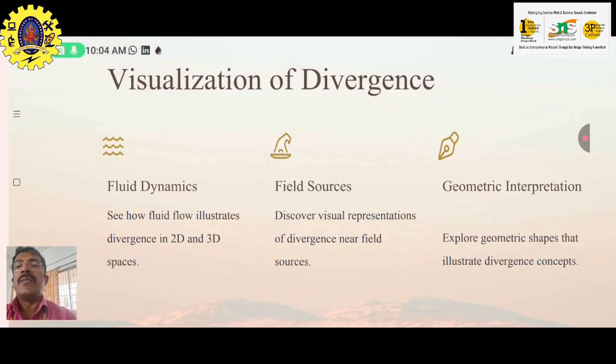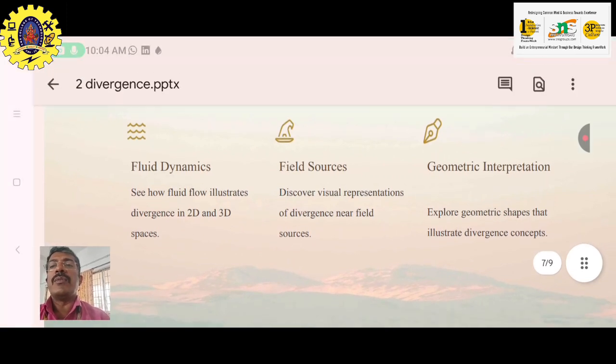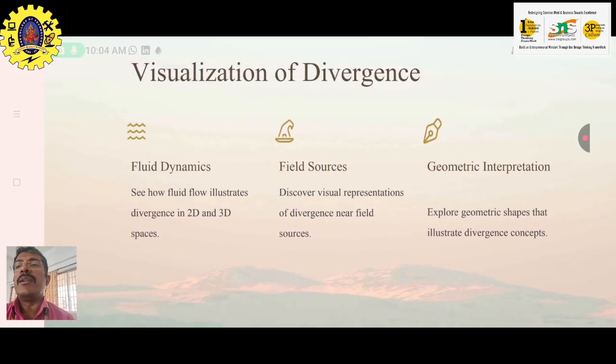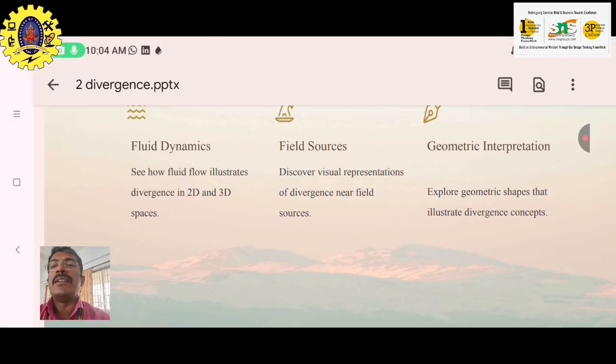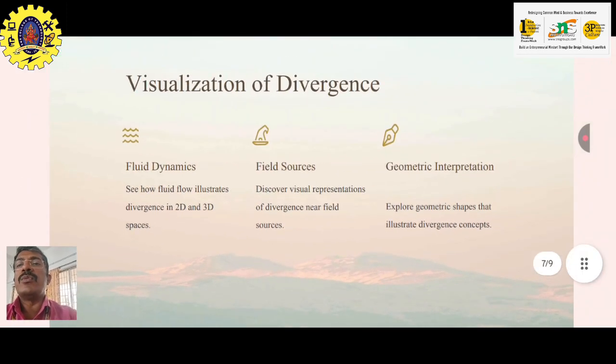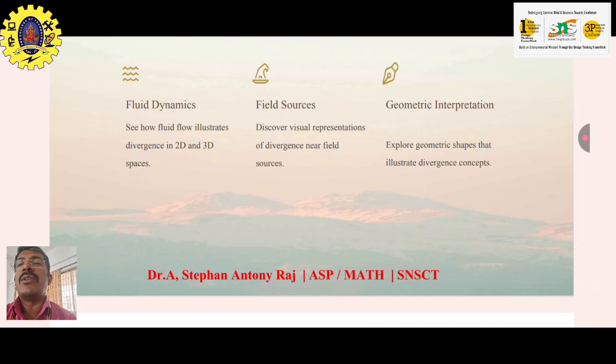In this discussion we can go further into visualization of divergence. In fluid dynamics we can see how fluid illustrates the divergence in 2D and 3D spaces. That is one application, one best concept of visualization of divergence. In the next level, in fluid sources, we can discover visual representations of divergence near field sources.